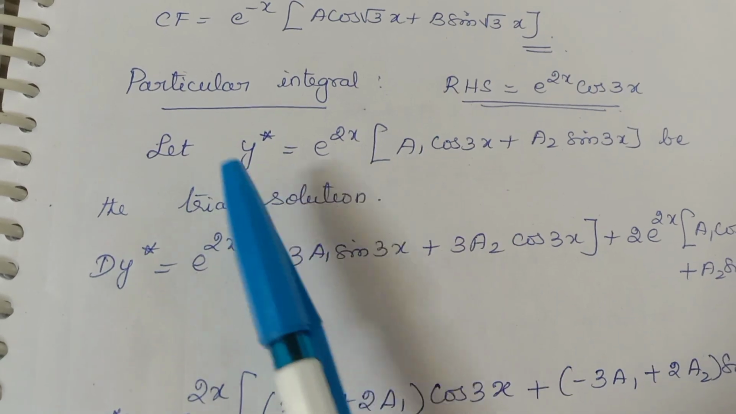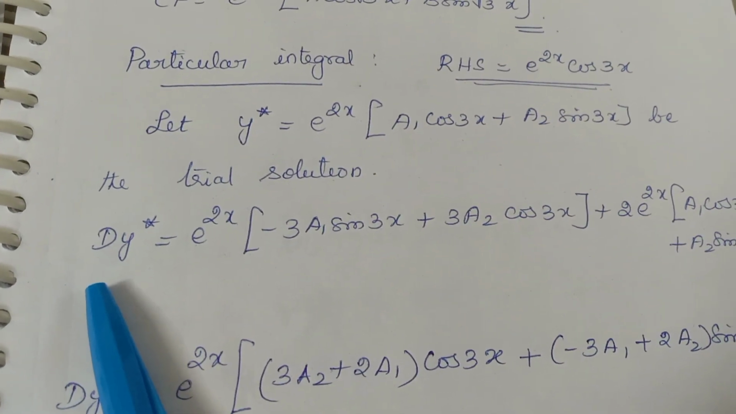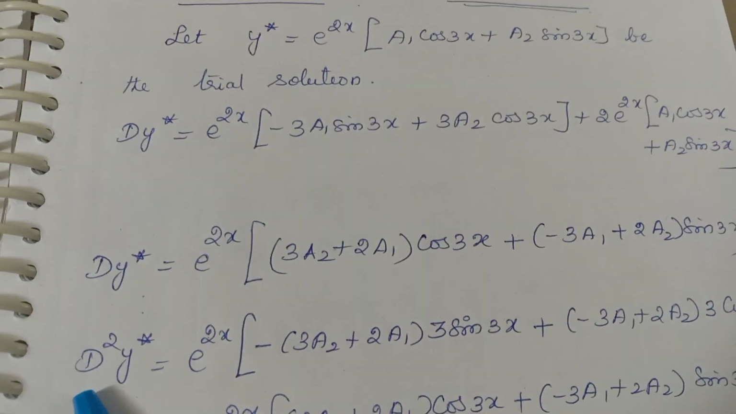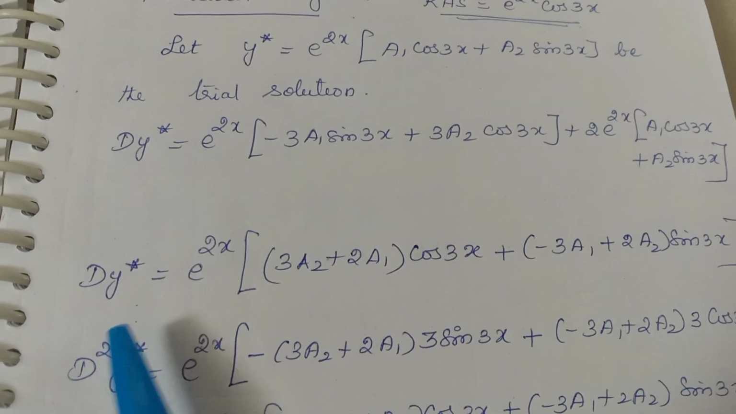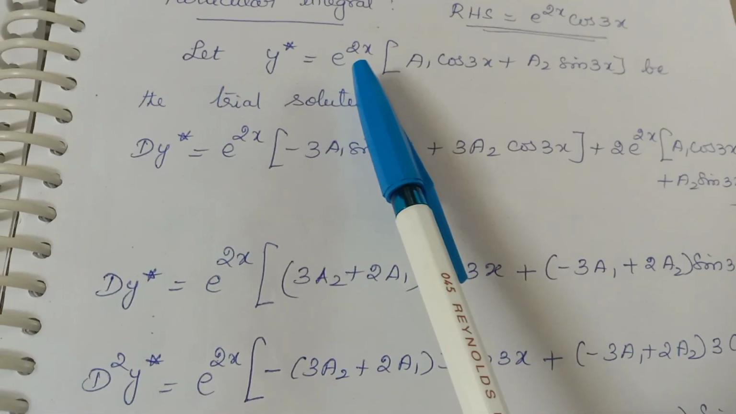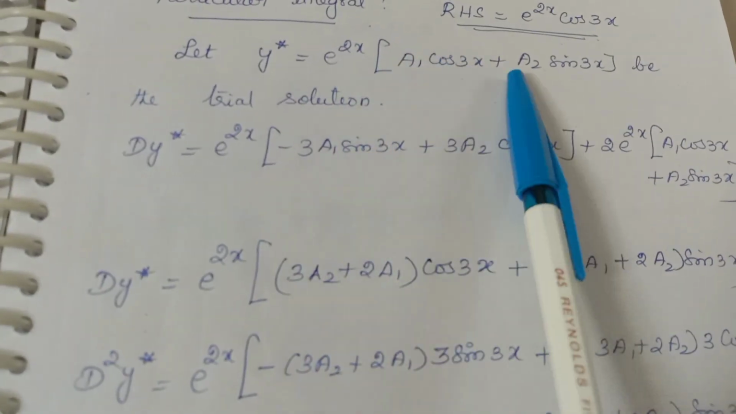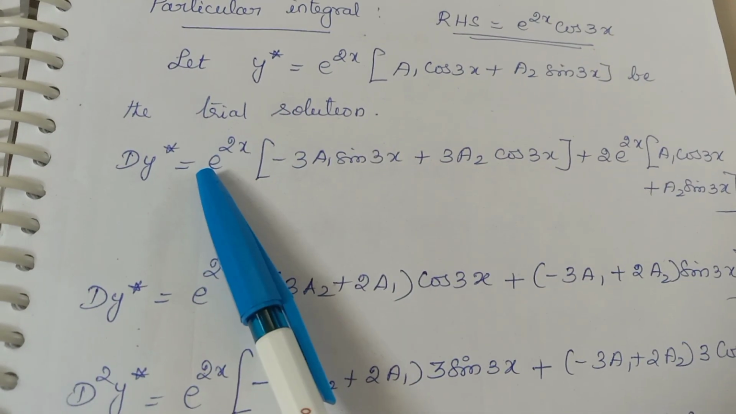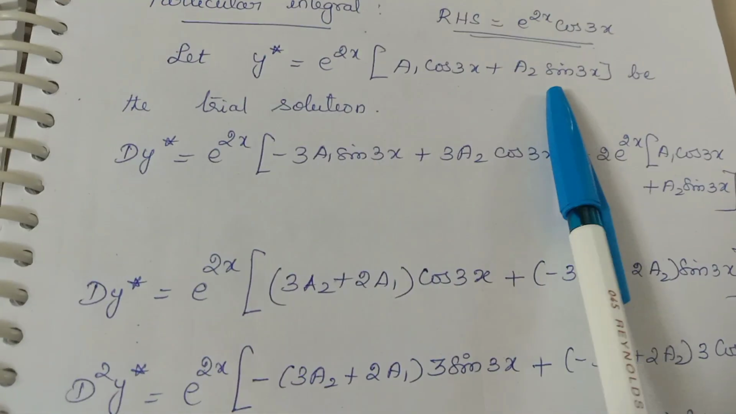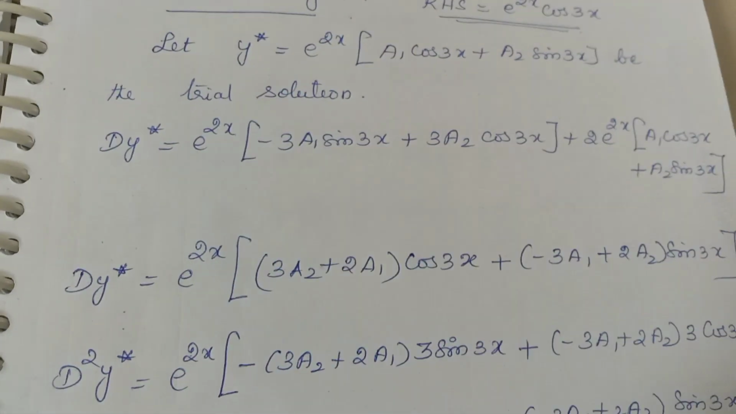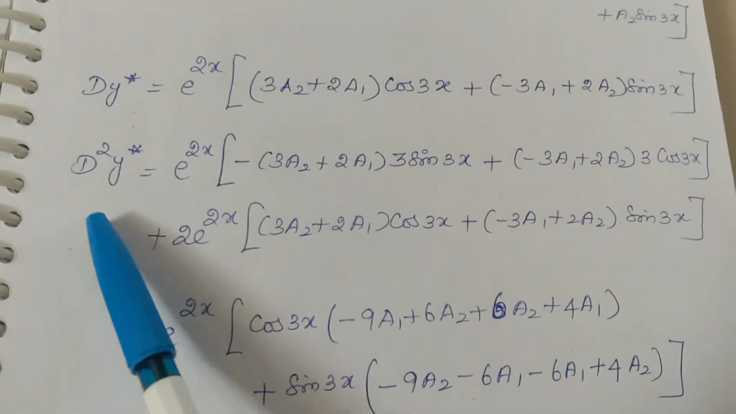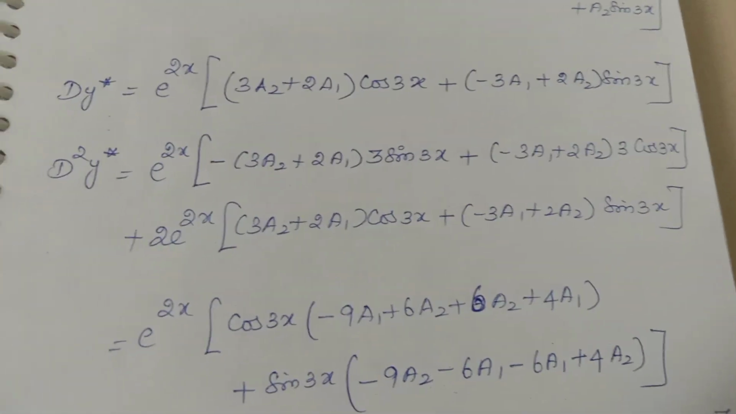From this trial solution, I am finding dy by dx, that is the first derivative, and then the second derivative, and then I am substituting all these values in the given equation. While differentiating you have to follow the product rule because both are functions of x, no. So first you keep e power 2x as it is and differentiate this value, and then keep this value as it is and differentiate e power 2x. So I have to find the values of differentiation of y star and d square of y star.